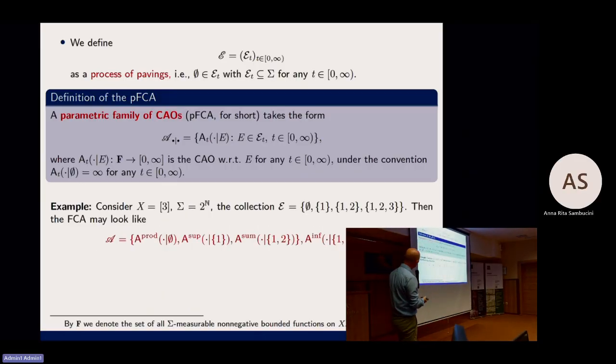So how may such a family look? For example, if we consider a basic three-element space, we consider the sigma algebra. Oh, there's a mistake here, I'm sorry. And the collection which contains just these four sets, then the family of conditional operators may look like this: on the empty set, there is a product operator. On the singleton, there is a supremum. On the two-element set, there is a summation. And on the whole set, so we have a lot of possibilities on each set and each level.